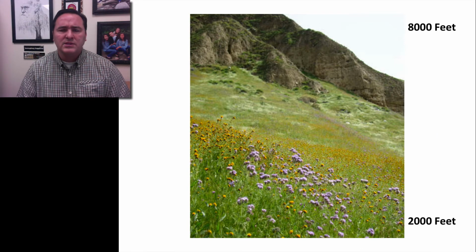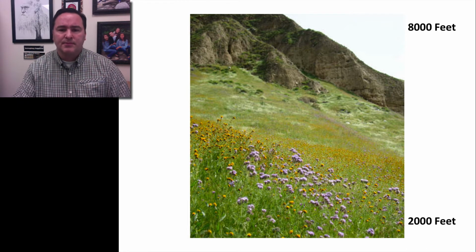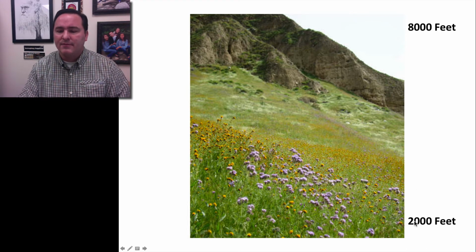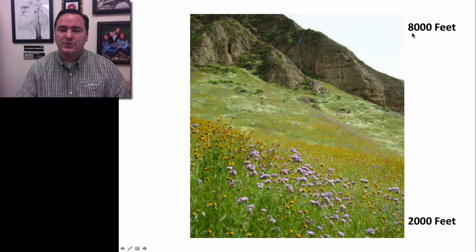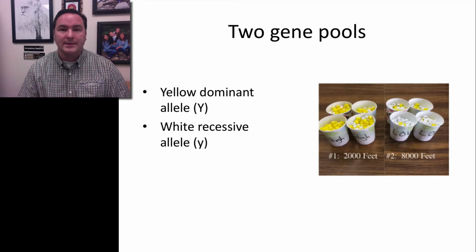So let's look into this a little bit more. And the way we're going to do this is with a hypothetical situation. Imagine that we've got some flowers on this hillside. We have some population of flowers at 2,000 feet, and we have another population of flowers at 8,000 feet. So we have population 1 and population 2. To simplify this, we're just going to look at one characteristic. We're going to assume that these flowers either are yellow or white.